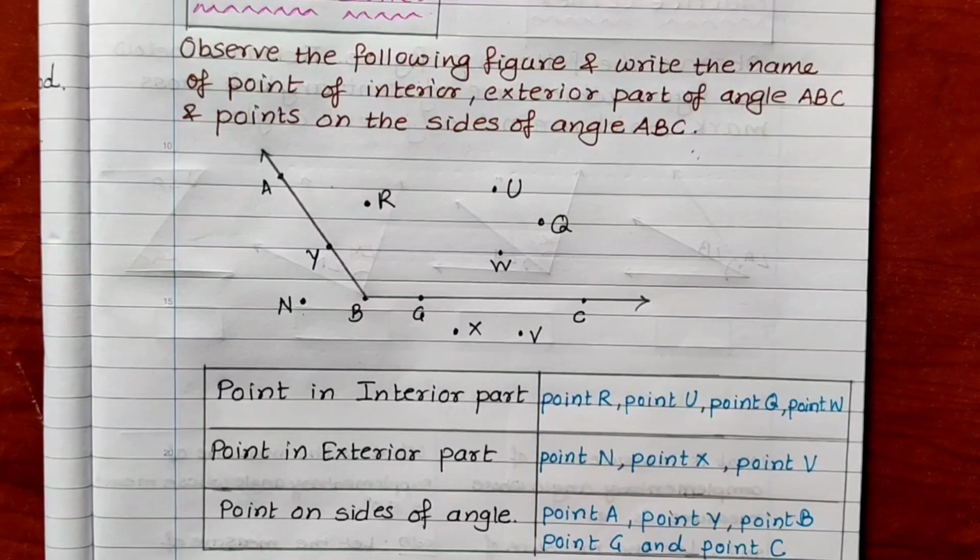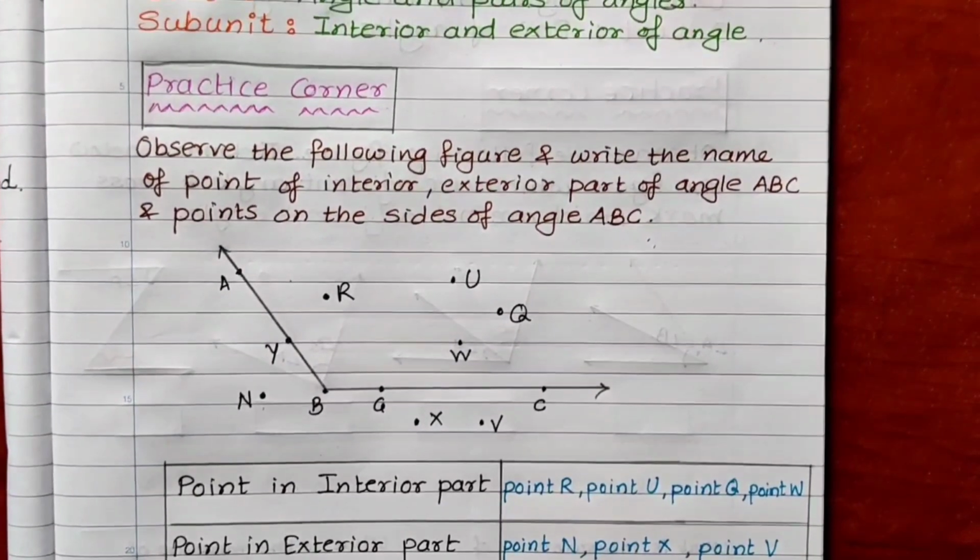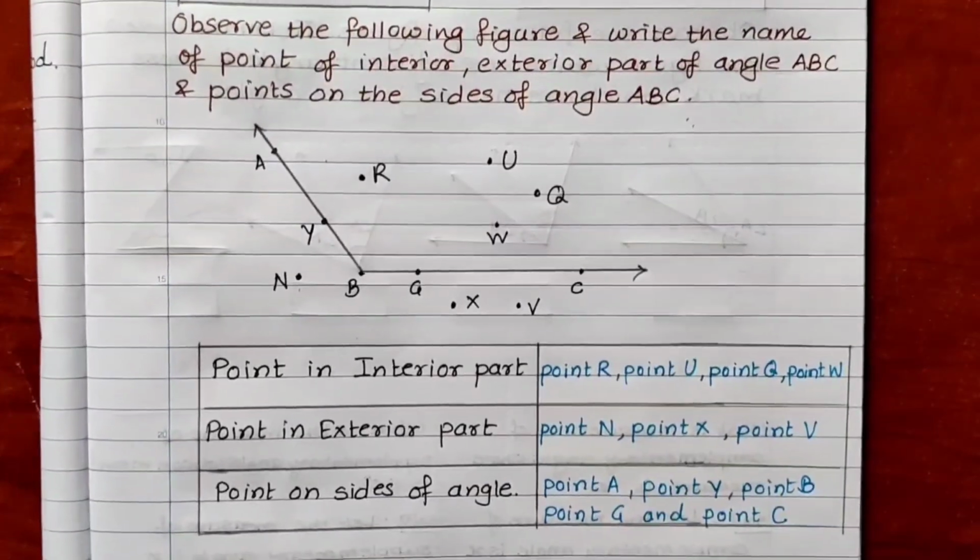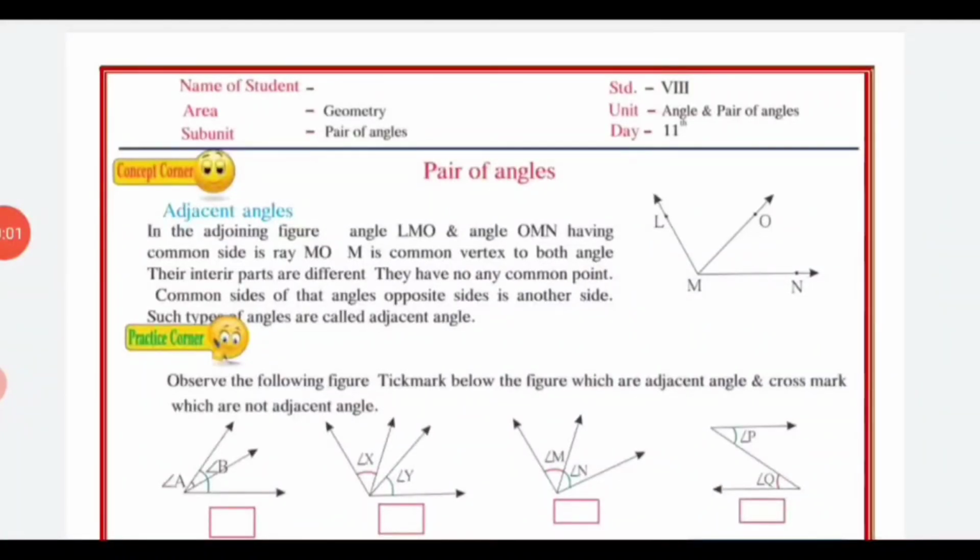In this way you can write these answers. Now let us go on to day 11. On day 11 also we are going to revise our concept of angle and pairs of angles. The area is geometry, the unit is angle and pair of angles, and the subunit is pair of angles.